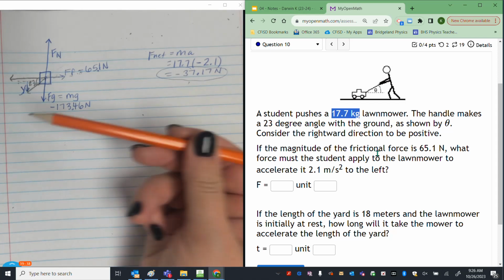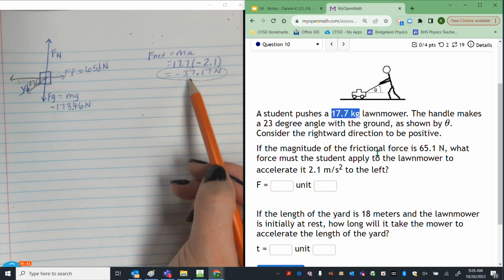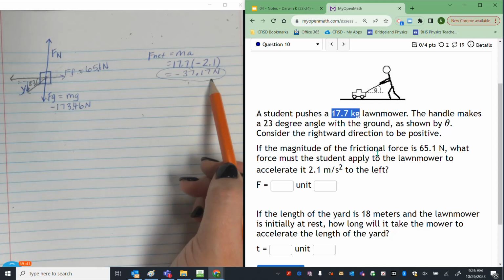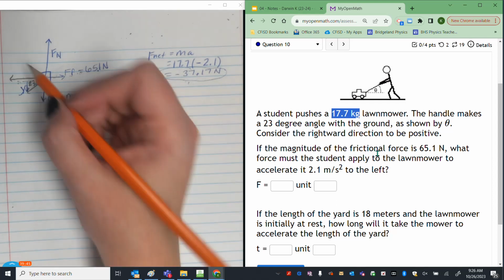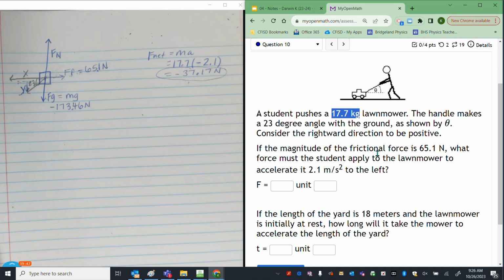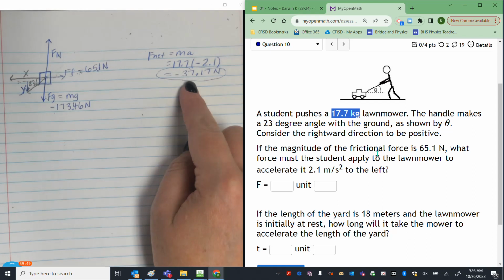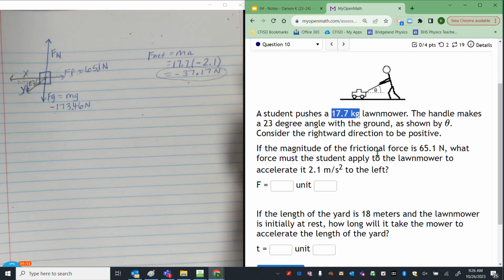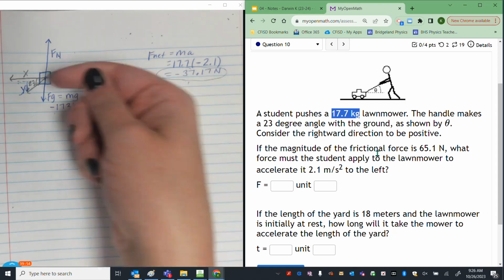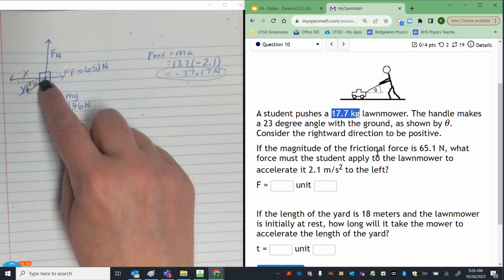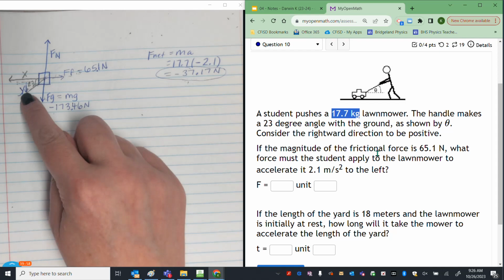It needs to be bigger by 37.17 newtons. So the net force is going to help me find the x component, because again, the net force is responsible for the acceleration. The acceleration's to the right, that means the net force is to the right. So this is not telling me about the force that's at an angle. Instead, it's telling me about the x component of that force.